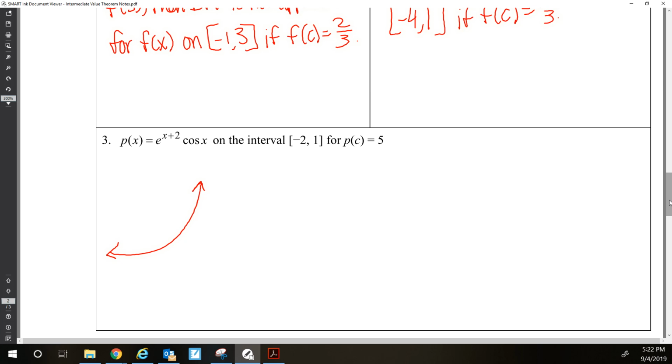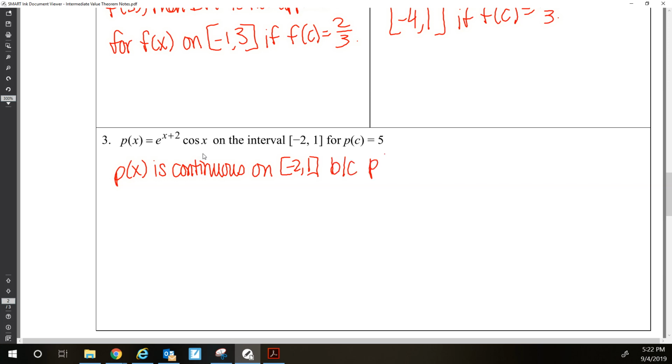What about cosine x? What does it look like? Don't worry, I'm not asking you to graph it, but you should know that the graph looks something like this, right? Did we have any poles or asymptotes? Was there anything I couldn't plug in for x? No. So for this one, I can plug in any x into these, and I'll have a defined function there. So p of x is continuous on any interval, really, but on the interval -2, 1, because p of x is never undefined.